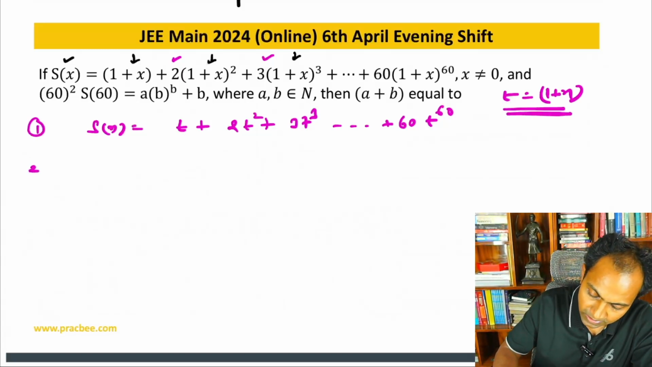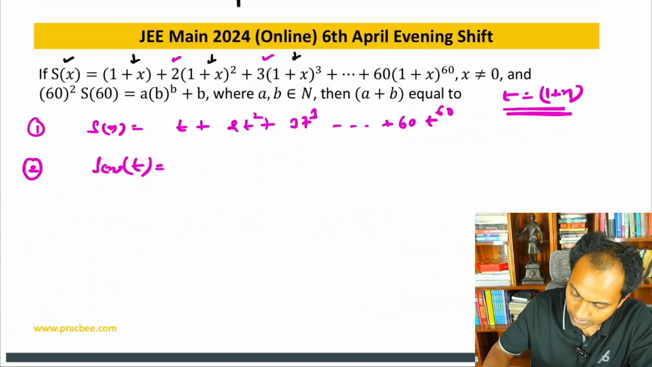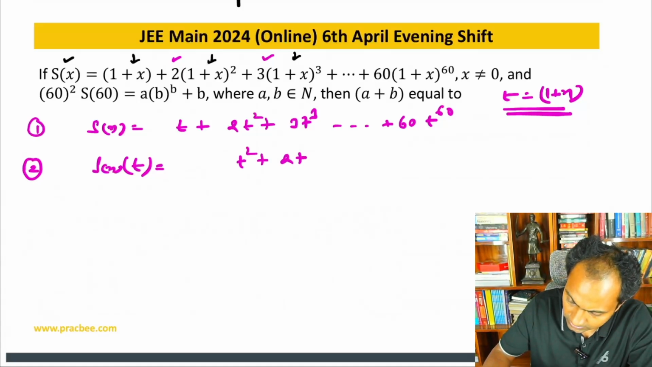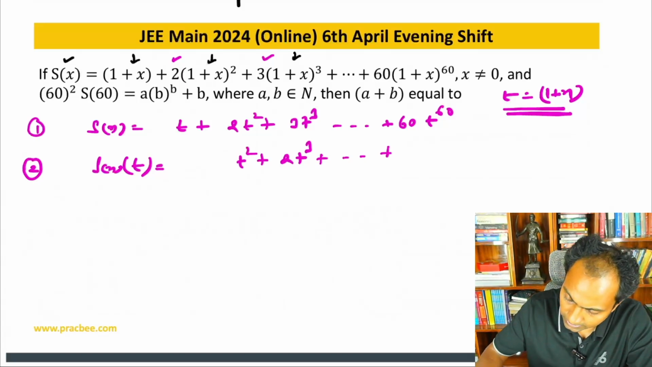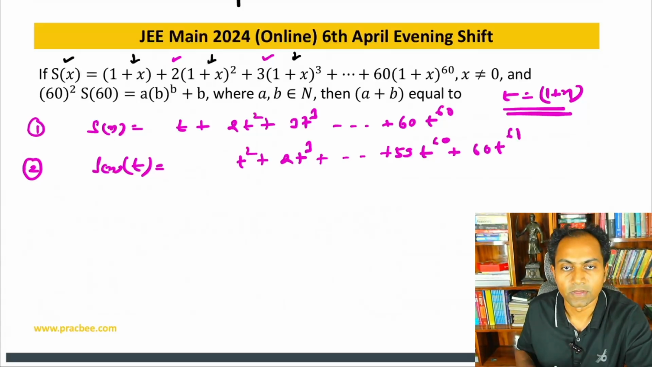In the second step, we are going to multiply with the common ratio. The common ratio in this case is nothing but t. And then shift by one term. We will get t square plus 2t cube, and then this will become nothing but 59t raised to the power 60, and the last term you can see will become 60t raised to the power 61.